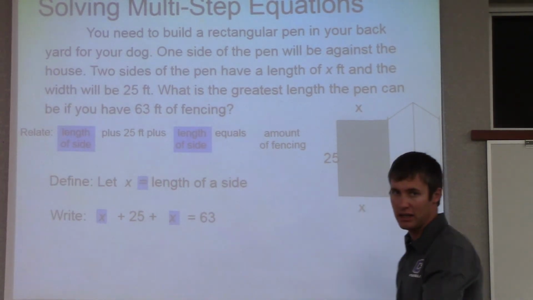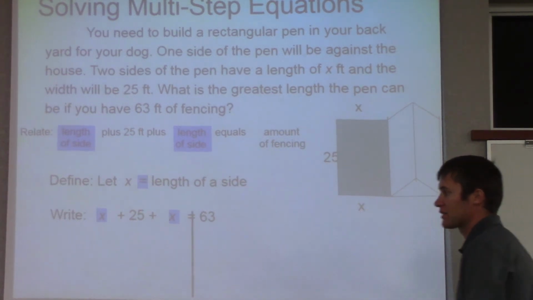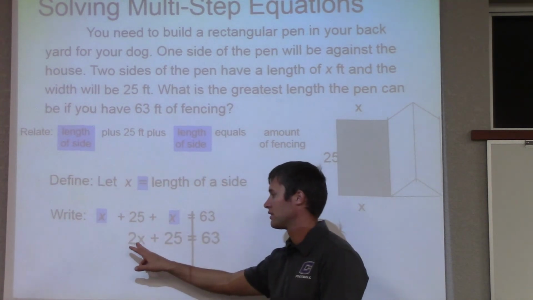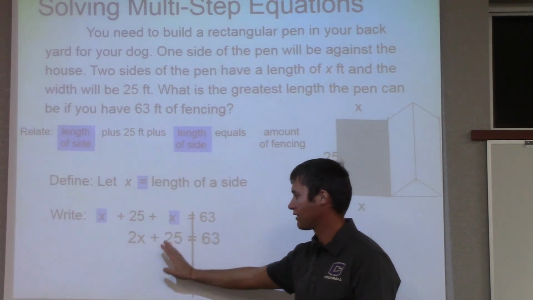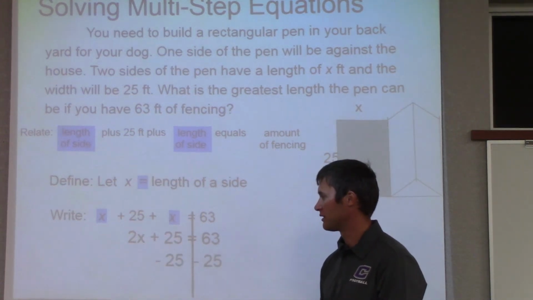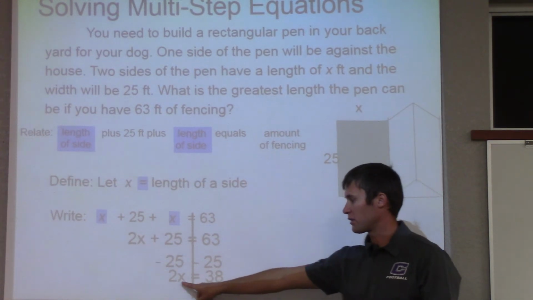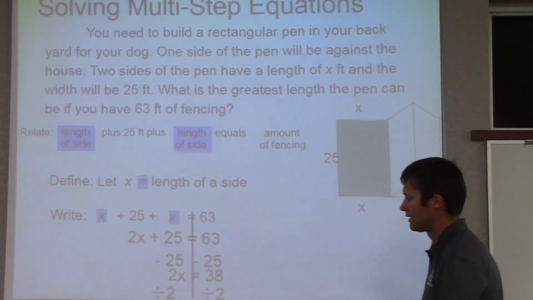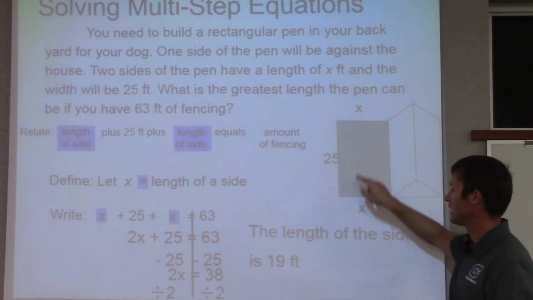And now it's an equation for us to solve. We'd say X plus X is 2X plus 25. So we're only looking at the left-hand side. How do I get rid of 25? We'd subtract it. Once we have that, we have 2X equals 38. How do we get rid of 2? We divide. So X, the length of each side, would be 19 feet.